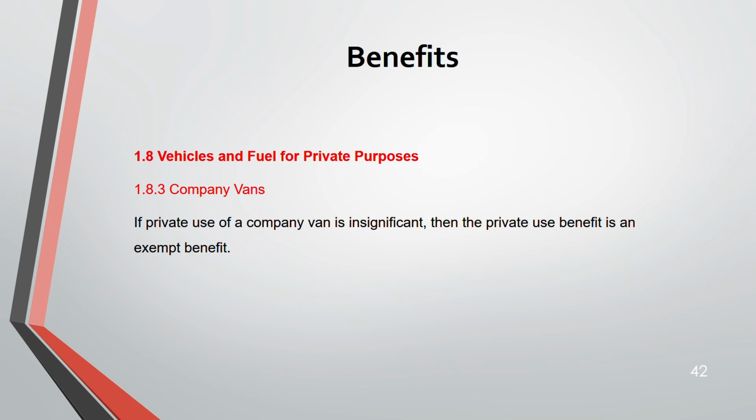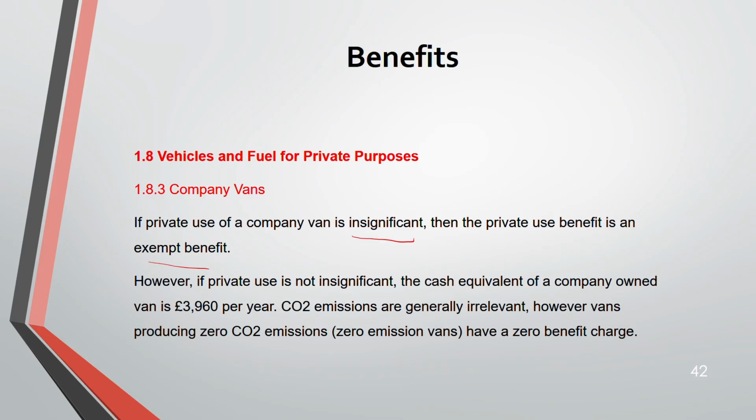Now, next benefit is for vehicle and the fuel. So from car we are moving to company van. Okay. If the private use of company van is insignificant, then the private use benefit is an exempt benefit. But if the private use is not insignificant, then the cash equivalent is 3960 per year. This is fixed. And in this case, for company vans, CO2 emissions are irrelevant. But if vans are giving zero CO2 emission, they have a zero benefit charge.